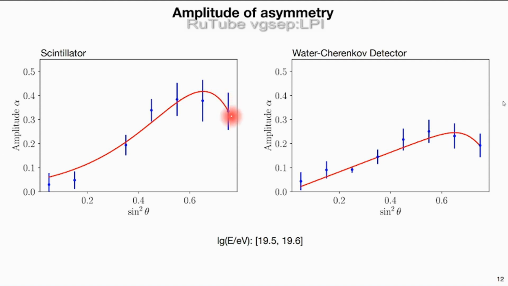But then it decreases because, again, at larger zenith angles, you have the muonic component that begins to dominate, and so there you get this reversal of the amplitude of this asymmetry as the electromagnetic component dies out. And you see that in both detectors, but the point at which you peak is much higher for the scintillator and at all different zenith angles.